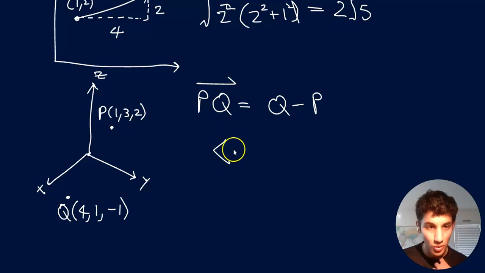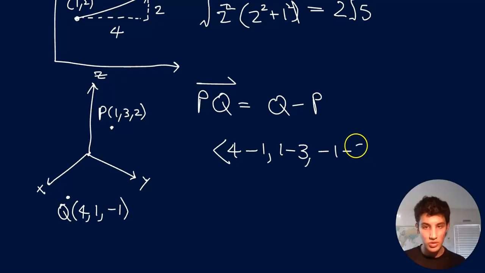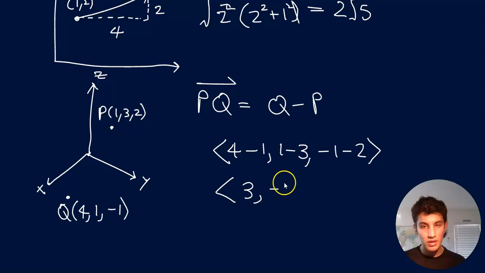So that would be 4 minus 1. I'll write out everything, right? 4 minus 1. We have 1 minus 3. Because it's Q minus P, don't mess up. The magnitude will be the same whether this is positive or negative, but you still want to get the correct value, right? So negative 1 minus 2. Always stay consistent with the way you're doing it: the second one minus the first one. And this is of course 3, negative 2, and then negative 3.